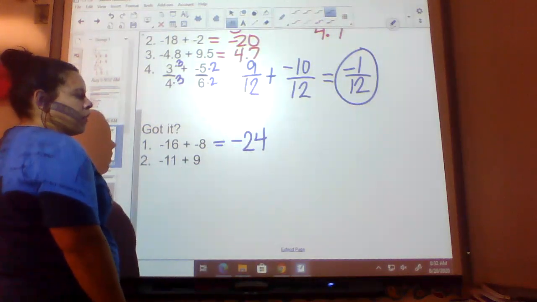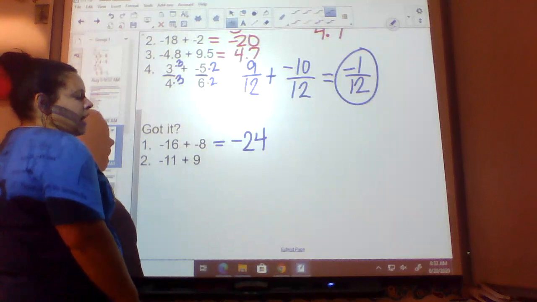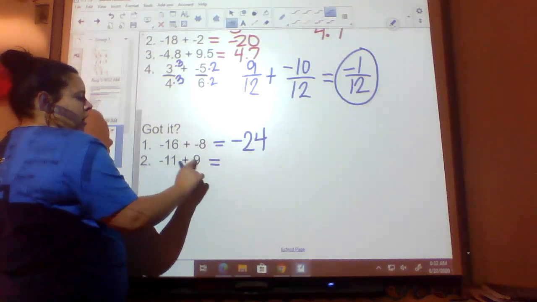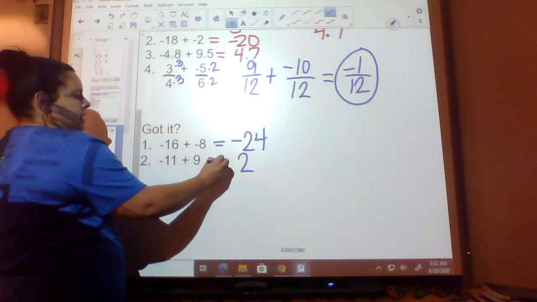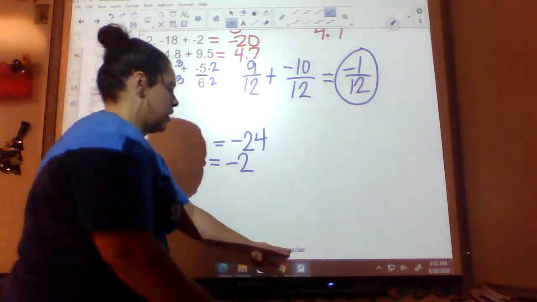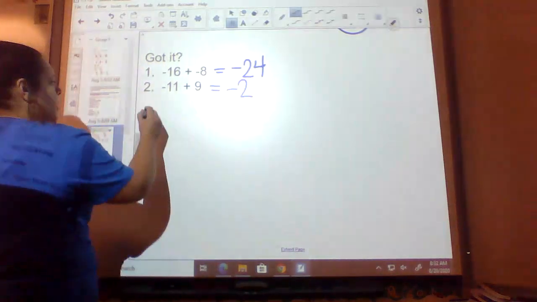So negative 24. Negative 11 plus 9. They're different signs, subtract. 11 minus 9 is 2. Keep the sign of the larger number. 11's bigger, it's negative, so it's negative 2. All right, you all try this one.